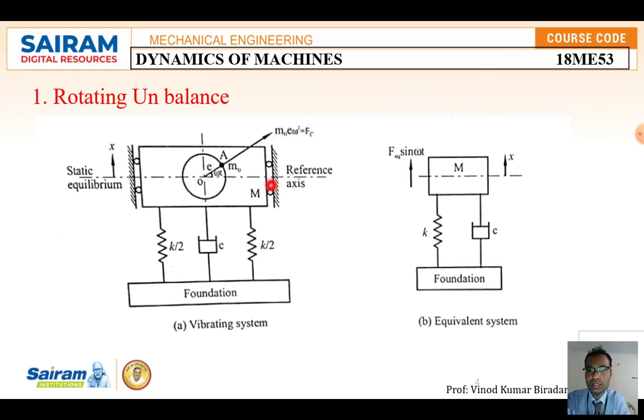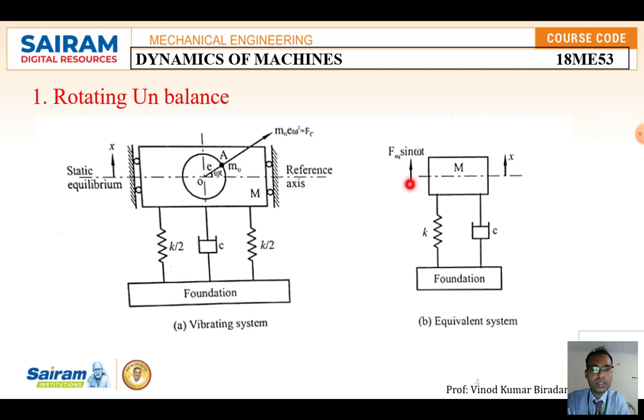This is the reference axis, and both ends are fixed with the help of some bearings. This spring and this damper are going to be connected; that is the damping. C is called the damper and this is the stiffness, K. While rotating this machine component, the free body diagram is shown here.